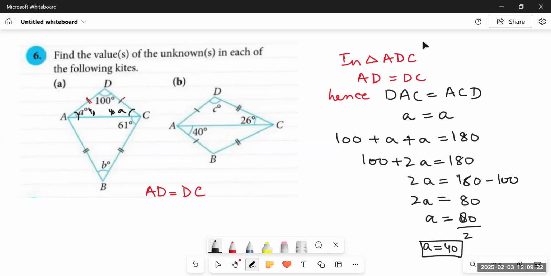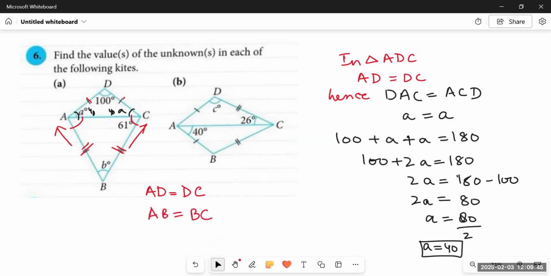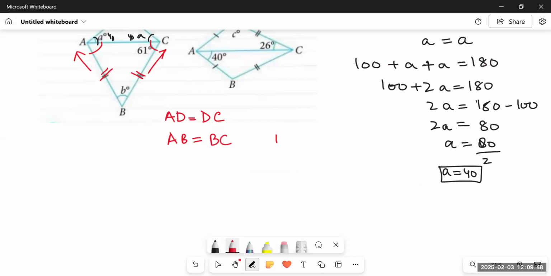But what happens? Just like the upper triangle, the lower triangle is also isosceles. As you can see, these two sides are equal to each other. Hence, these two angles would be equal to each other. If we go in the opposite direction, we will get two angles. So these two angles would be equal to each other. That is, if side AB is equal to BC, we can say that in triangle ABC, AB is equal to BC.